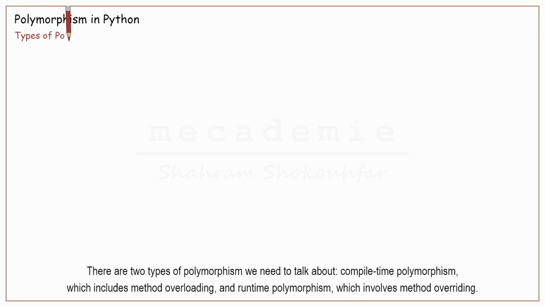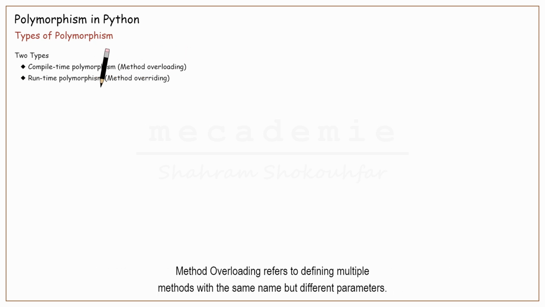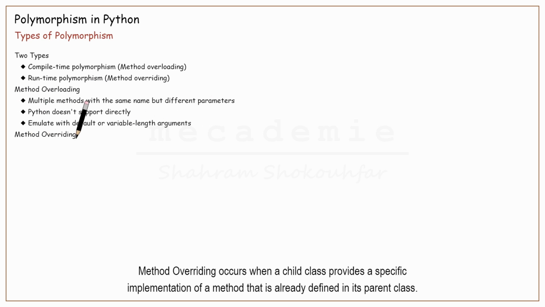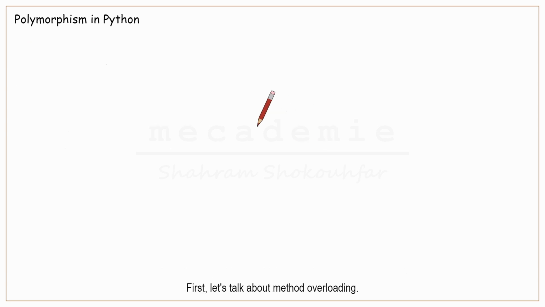There are two types of polymorphism we need to talk about: compile-time polymorphism, which includes method overloading, and runtime polymorphism, which involves method overriding. Method overloading refers to defining multiple methods with the same name but different parameters. Python doesn't support this directly, but we can use default or variable length arguments to achieve a similar effect. Method overriding occurs when a child class provides a specific implementation of a method that is already defined in its parent class.